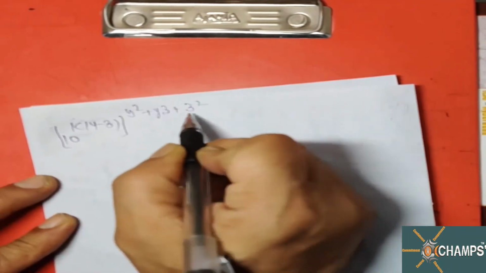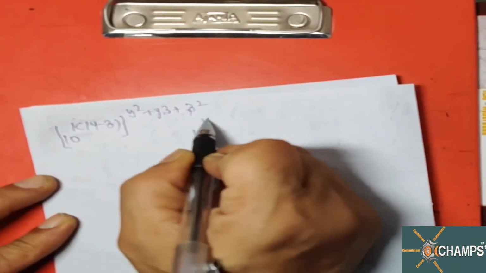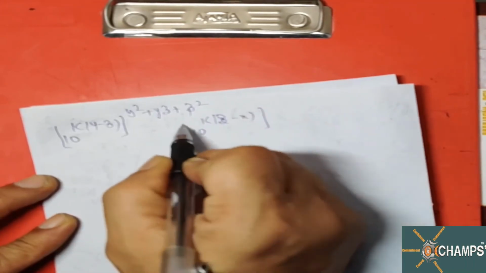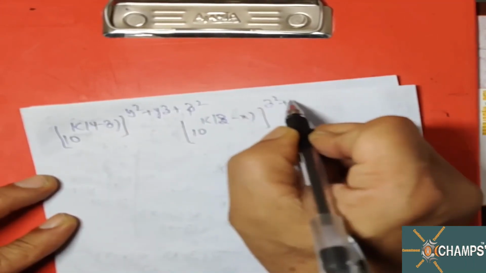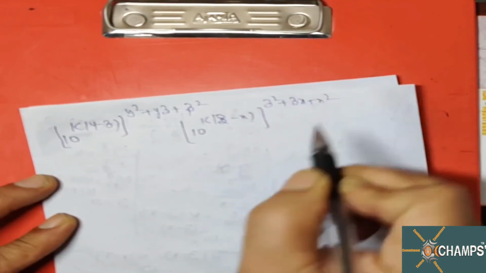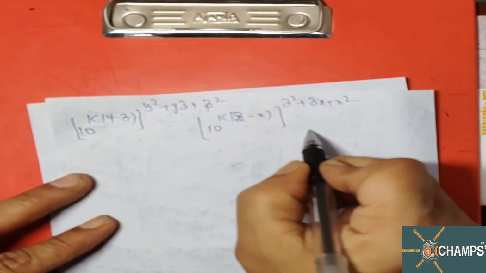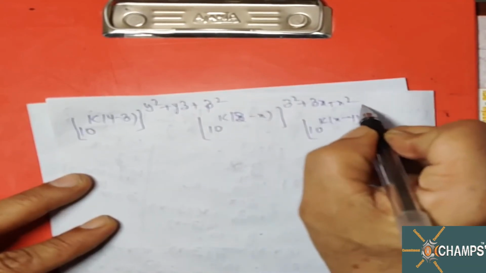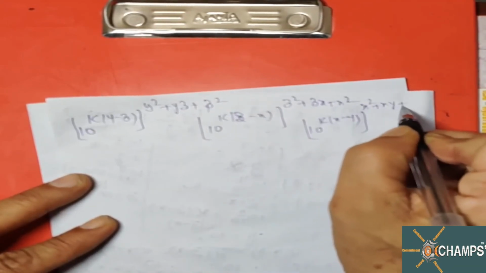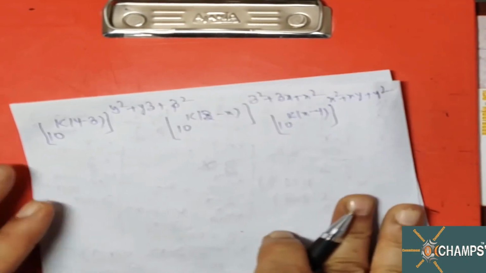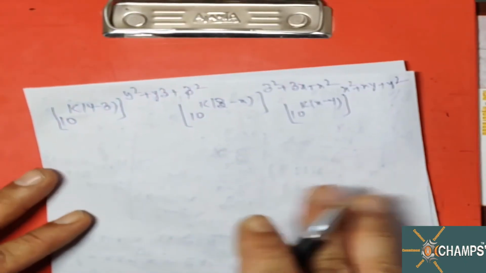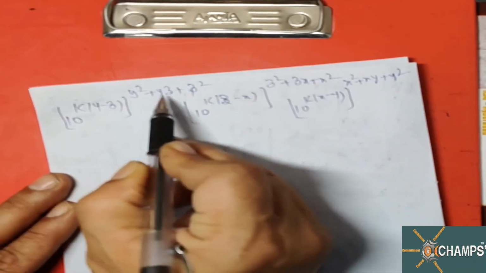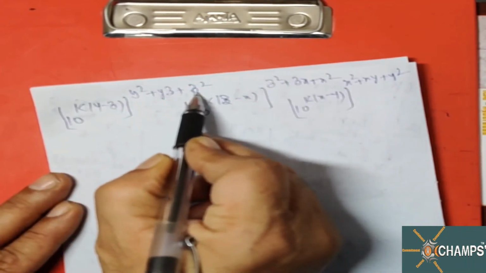One more time, let me write the previous step, sir. 10 to the power of k into y minus z whole to the power y square plus yz plus z square. 10 to the power of k into z minus x whole to the power z square plus zx plus x square. 10 to the power of k into x minus y whole to the power x square plus xy plus y square.